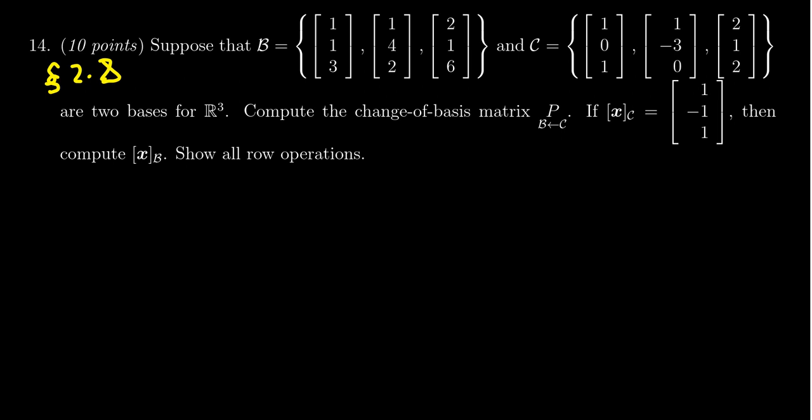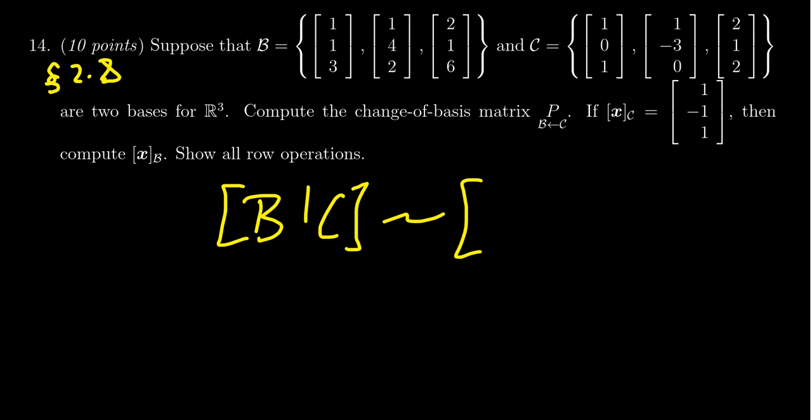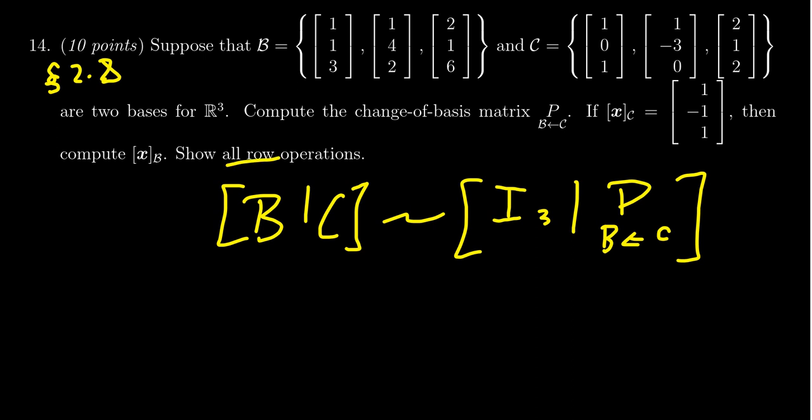So to compute the change of basis, right, following the order you see right here, C to B, you're going to write B on the left, augment C on the right. Then you're going to row reduce this. You should get the identity of some kind. In this case, it would be I3. And then you're going to get your change of basis matrix right here. Just like the previous two questions, two things to mention, that you do need to show all the row operations. I do want to see all the details here, but you can use your calculator to verify it.